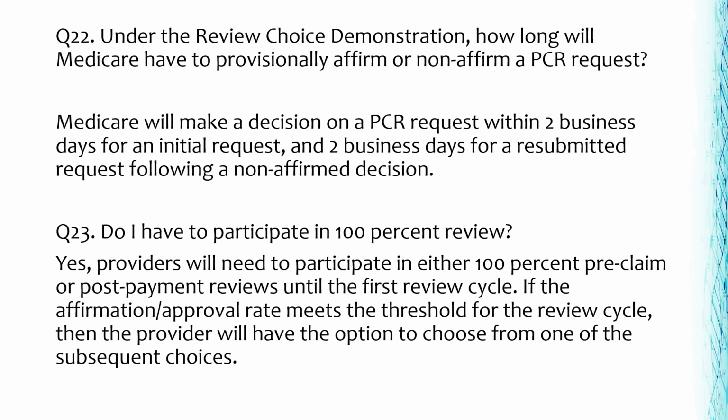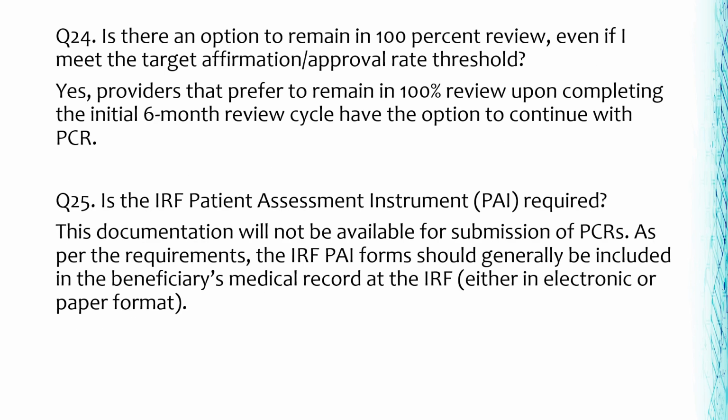If the affirmation/approval rate meets the threshold for the review cycle, then the provider will have the option to choose from one of the subsequent choices. Is there an option to remain in 100% review even if I meet the target affirmation/approval rate threshold? Yes, providers that prefer to remain in 100% review upon completing the initial 6-month review cycle have the option to continue with PCR.